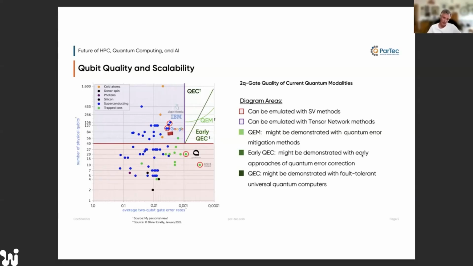And there's also this white space in this diagram. That is the space we must go to with our quantum computer hardware. It must move out of this area, to where we have a low error rate for the qubits and a reasonably high number of physical qubits.